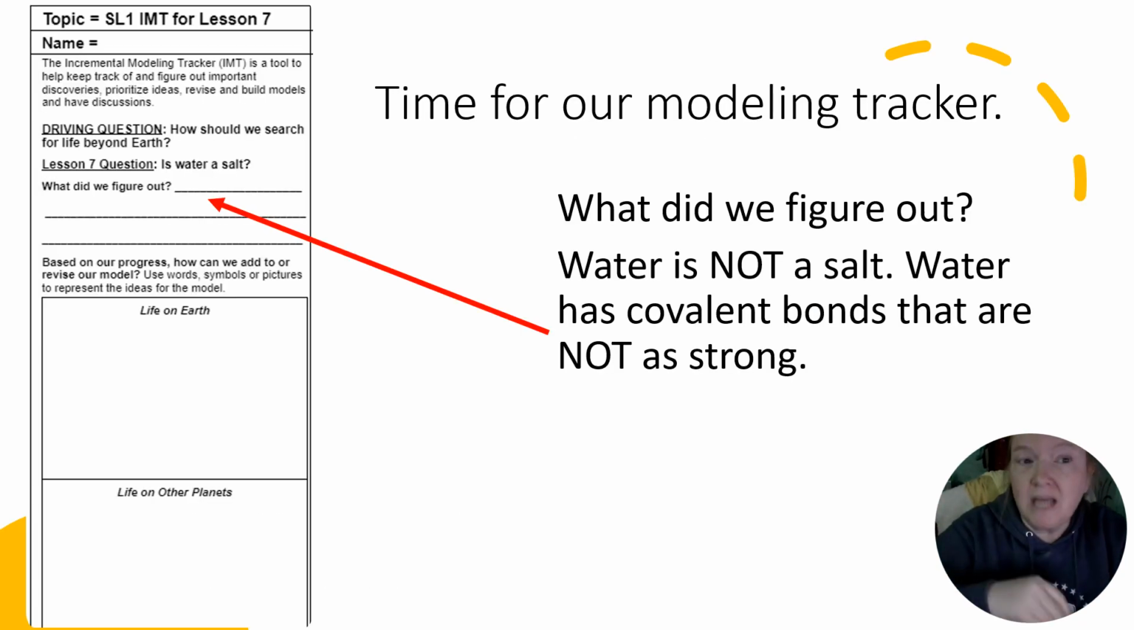All right, so now it's time for our modeling tracker. So what did we figure out? Because remember our lesson 7 question was, is water a salt? So what did we figure out? Water is definitely not a salt. Water has covalent bonds, and covalent bonds are not as strong as ionic bonds because ionic bonds have that positive negative attraction and covalent bonds do not, okay?